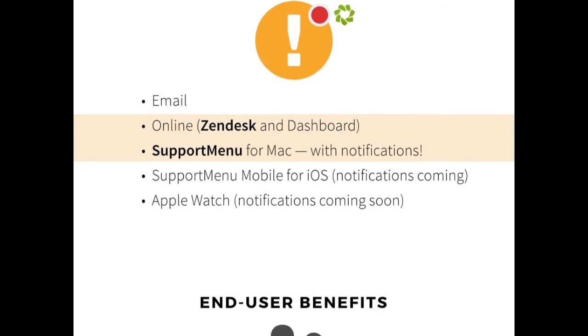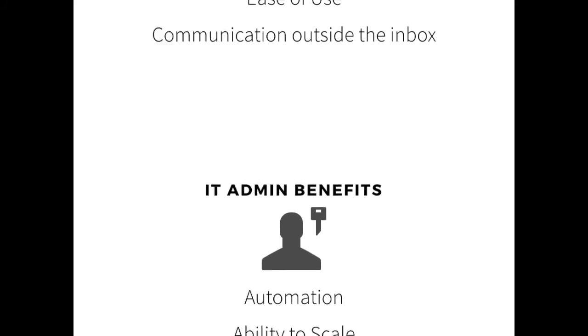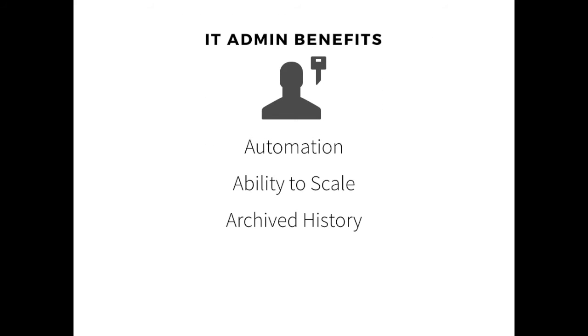To wrap this up, we see the end user benefits as being empowerment, giving them more control through self-service, through generating tickets, through ease of use, and really getting the communication outside the inbox. People have so many emails today. The tickets and alerts and notifications were getting lost for us. We weren't getting responses, and we're getting a much better response through Support Menu. And for IT, the benefits are automation, the ability to scale, which is huge, and the archived history, which we love.